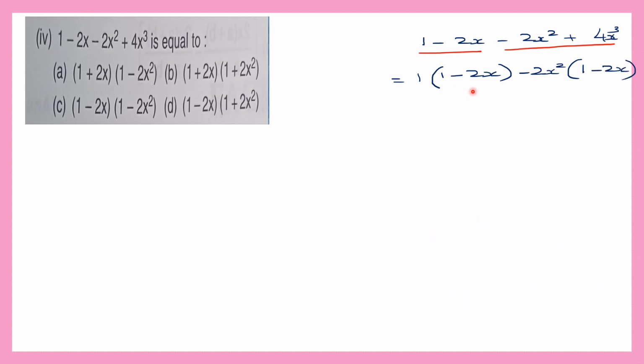Now to form the factors, first let's look at the one in the bracket. It's the same, isn't it? 1 minus 2x and 1 minus 2x. So we write that first. So that is 1 minus 2x. Now the next factor that we are going to form is what is left outside the brackets, that is 1 minus 2x square. So this is our answer. And which option is that? 1 minus 2x. Let's look for that. We have 1 minus 2x here and here. But here it is 1 minus 2x square. So 1 minus 2x square is here. So option C is our answer.